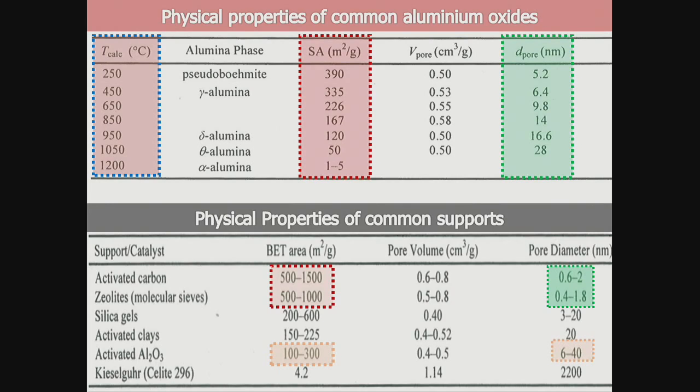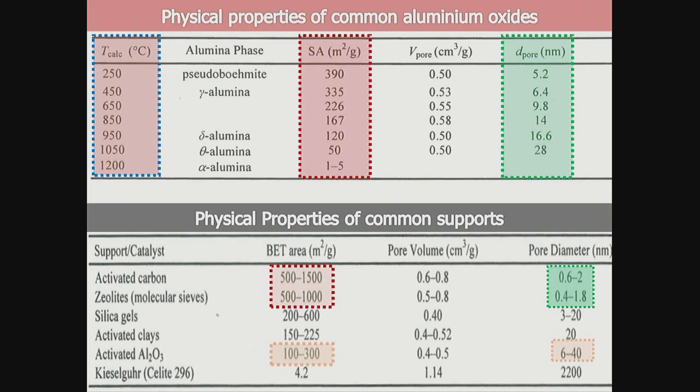So if you want to put an active metal on the activated carbon, that's great because it's got a large surface area. The zeolite's got a large surface area, so that's great for that. But of course, that makes them brittle, makes them more sensitive to attrition and mechanical wear and tear.